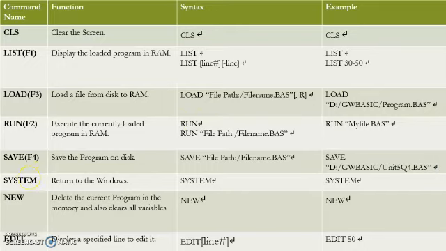The next command over here is the system command. The system command will return the control from the basic environment to Windows. Syntax and example over here are the same. Just type the system command and press the enter key. The control will be shifted back to Windows from the basic environment.